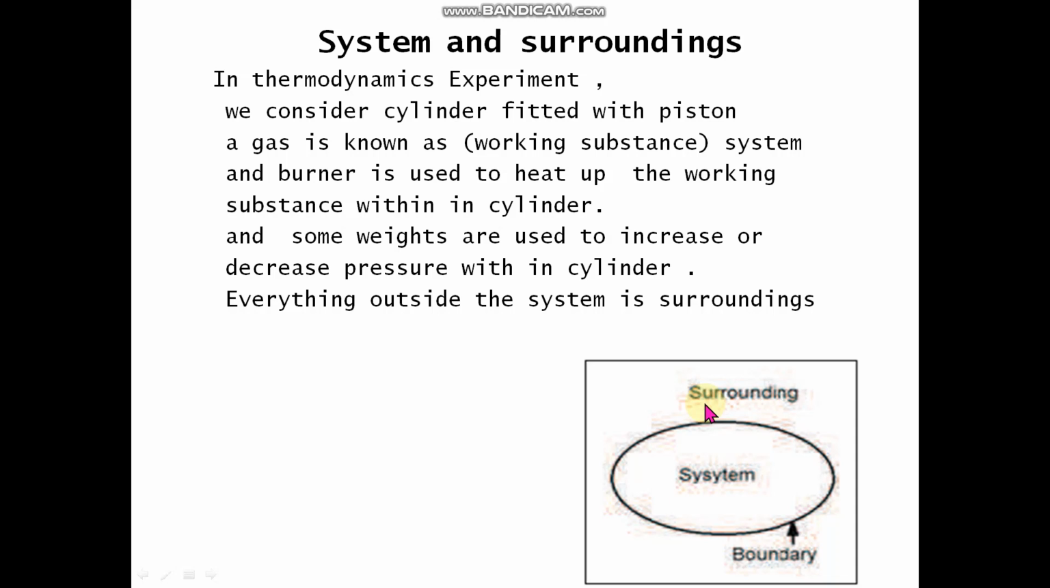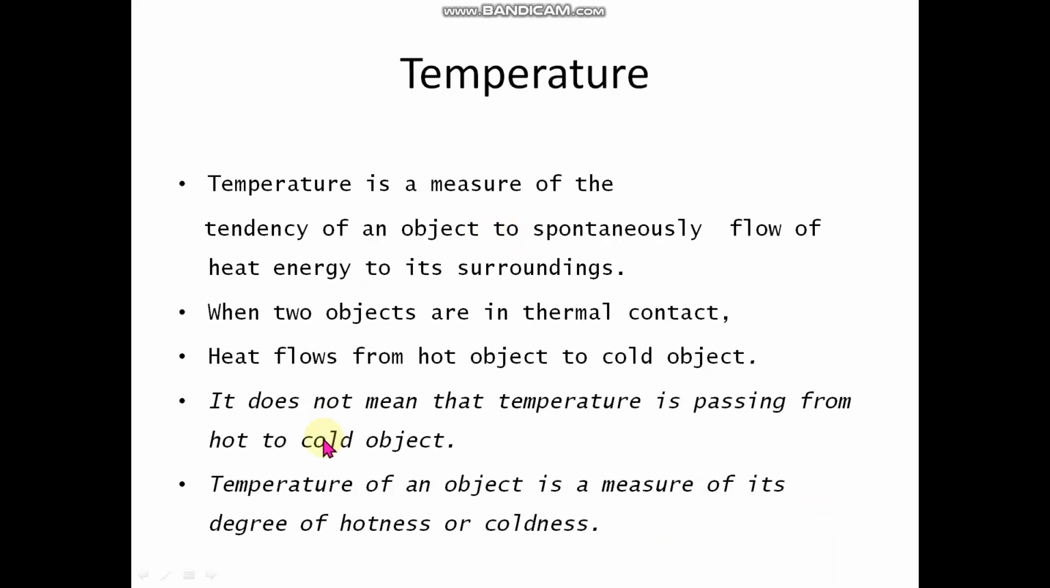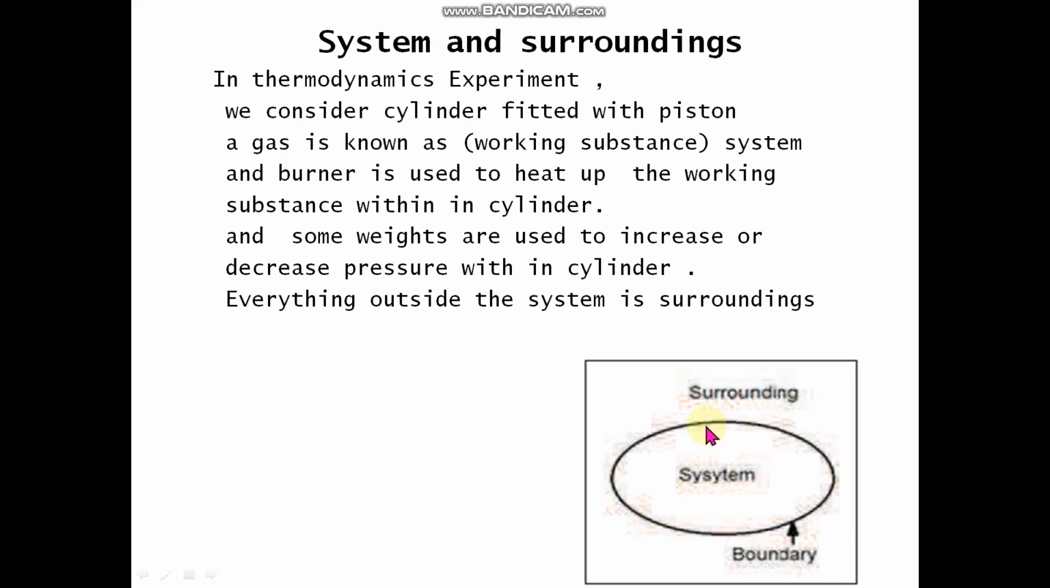Then the temperature of an object is a measure of its degree of hotness and coldness. So the temperature of the working substance measures the degree of hotness and coldness of the system, and the temperature of the surroundings measures the hotness and coldness of the surroundings. But heat is transferring from system to surroundings and surroundings to system.